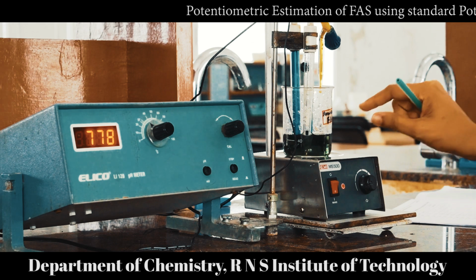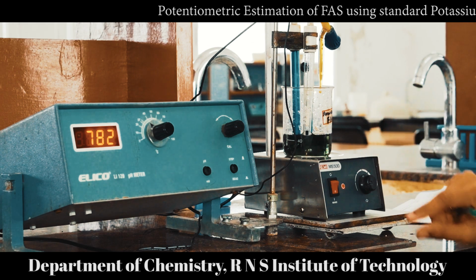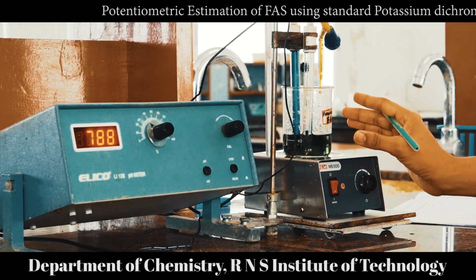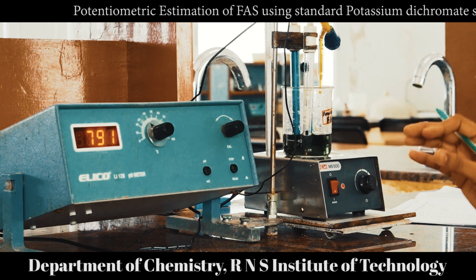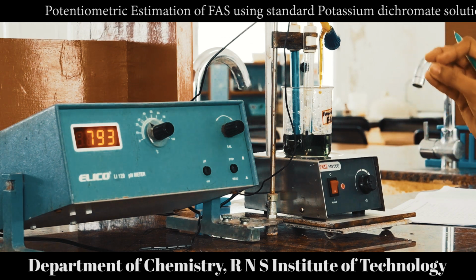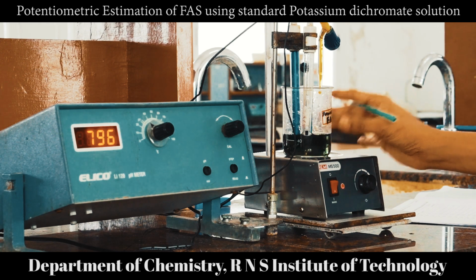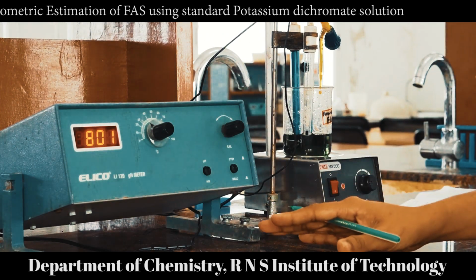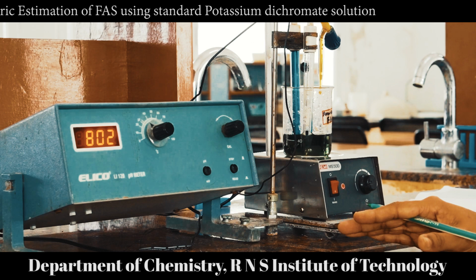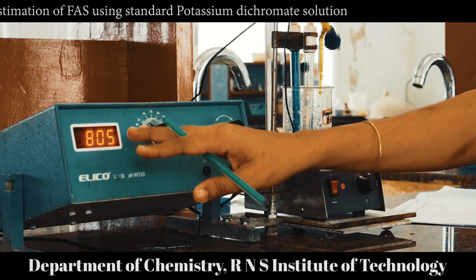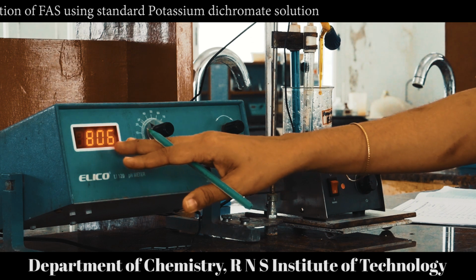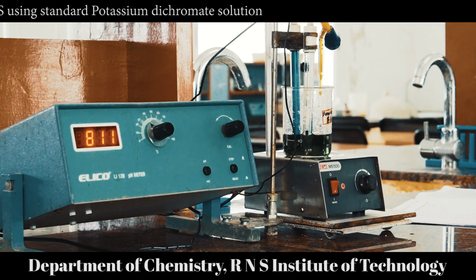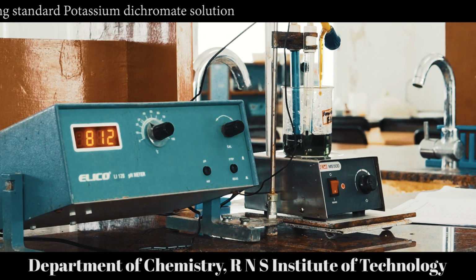Now at this point, all the Fe2+ ions have completely converted into Fe3+ ions, and the chromium concentration is more now. That is, chromium +6 ions and chromium +3 ions are there in the beaker. That is why the potential generated here is because of chromium +6 to chromium +3 ions. Now note down the potential, wait for some time, it shows a constant potential value. Note down that potential, and after this jump you need to note down extra 5 to 6 readings.